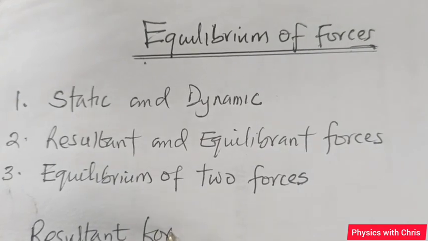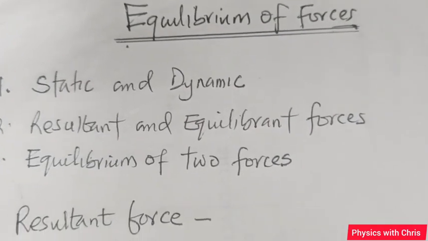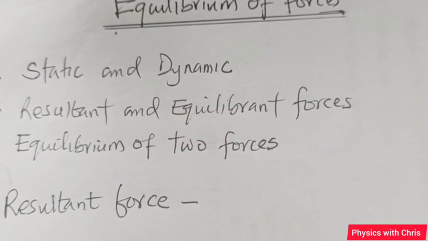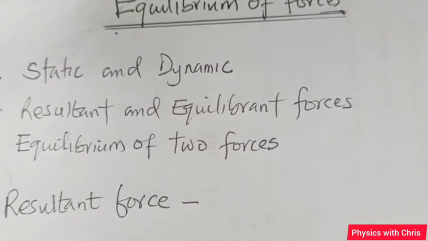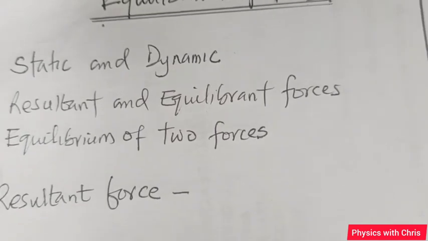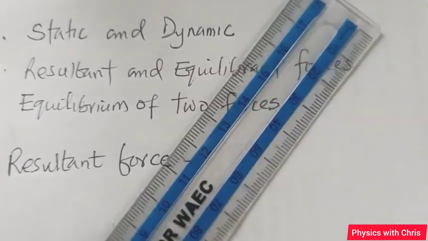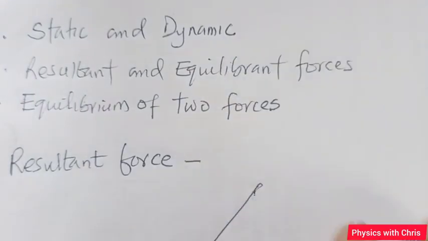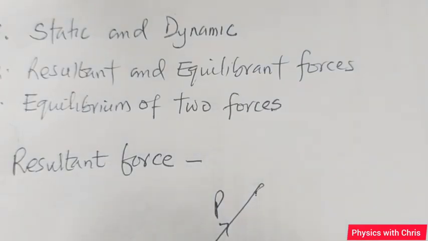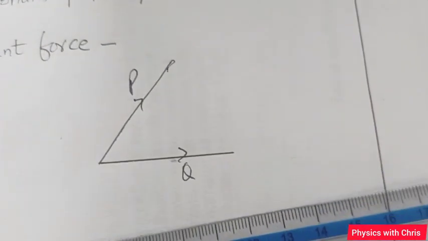Now, for resultant force, what do you understand by the concept of resultant force? It is that single force that has the same effect both in magnitude and direction as the two other forces acting together. That is equilibrium of two forces. Let's say we have two forces, for instance, and these two forces are acting. Let's say they act in this way. This is force P and this is force Q. We can find their resultant.